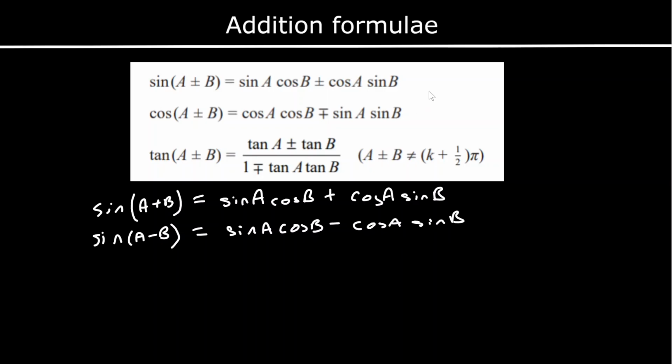So each of these can be written as two different formulas, one for cos A plus B, one for cos A minus B, one for tan A plus B, and one for tan A minus B.